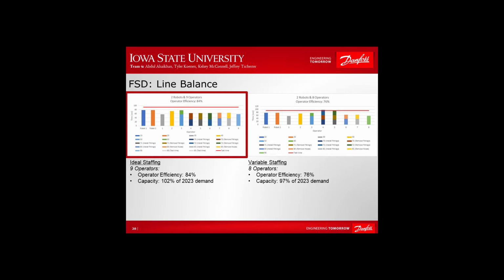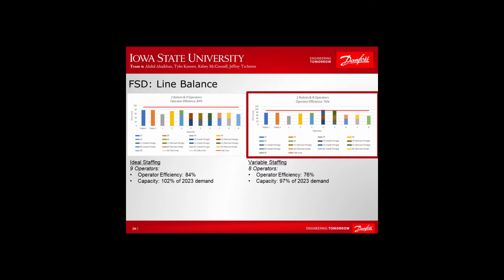Shown in the figure on the left is the ideal operator balance. This balance uses 9 operators and 2 robots to produce a capacity that is 102% of the 2023 demand projection and has an operator efficiency of 84%. The chart on the right shows the variable operator balance. This balance produces a capacity that is 97% of the 2023 demand projection and has an operator efficiency of 76%. The ideal staffing design is intended to be used when the demand meets the 2023 demand projection. However, the variable staffing design can be used in the interim until demand meets projection.